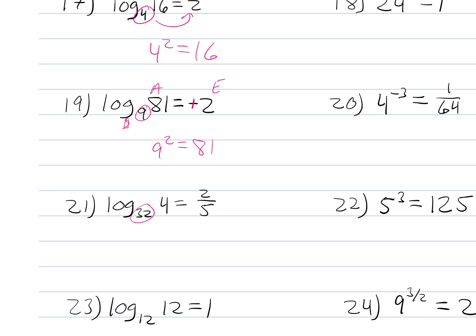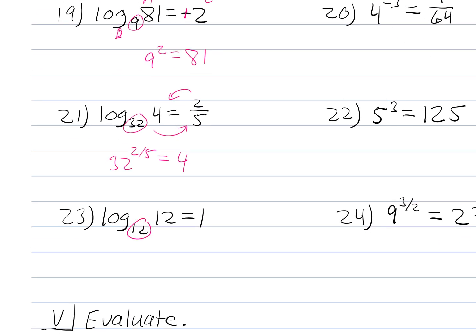I think those are the only ways that I've seen it. So this one, for example, I like to draw the arrows. You get 32 to the 2/5 equals 4. Or for this one, if you like BAE, this is your base, this is your answer, this is your exponent. It's going to be 12 to the first power equals 12.